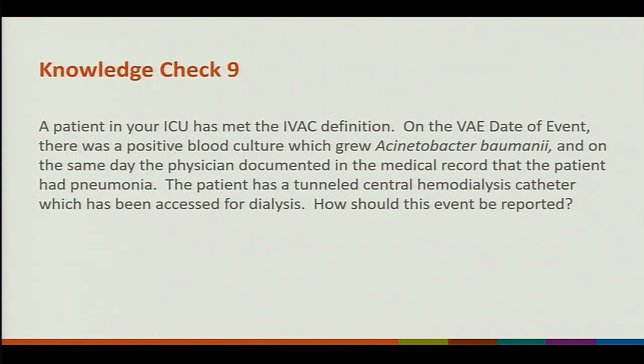Okay, for knowledge check 9, a patient in your ICU has met the IVAC definition. On the VAE date of event, there was a positive blood culture which grew Acinetobacter baumannii, and on the same day, the physician documented in the medical record that the patient had pneumonia. The patient also has a tunneled central dialysis catheter which has been accessed for dialysis. How should this event be reported?